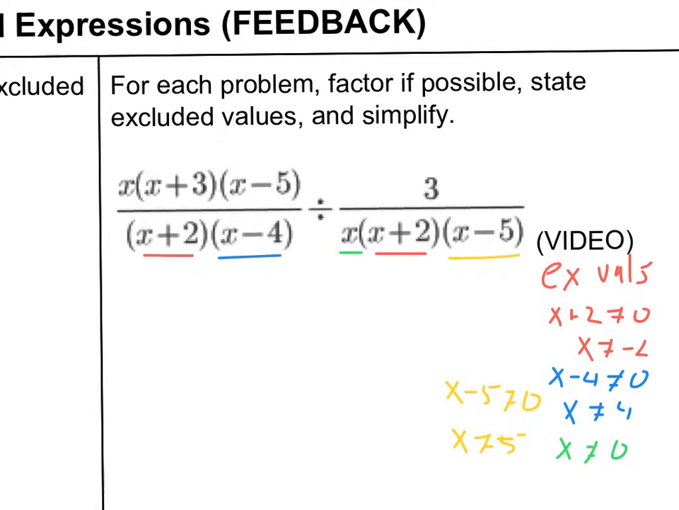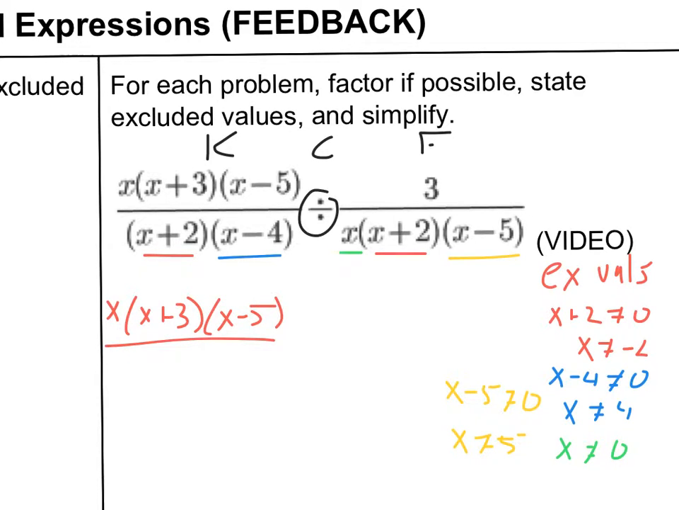Now that I've done my excluded values, we've got to take care of this division. A lot of you are using keep, change, flip as a methodology. That's fine. We're multiplying by the reciprocal. And when you do that, you get x times x plus 3 times x minus 5 over x plus 2 and x minus 4. On the other side, we've got a 3 in the bottom. I told you you're not going to have variables in the bottom that you have to check twice. Times x plus 2 times x minus 5.